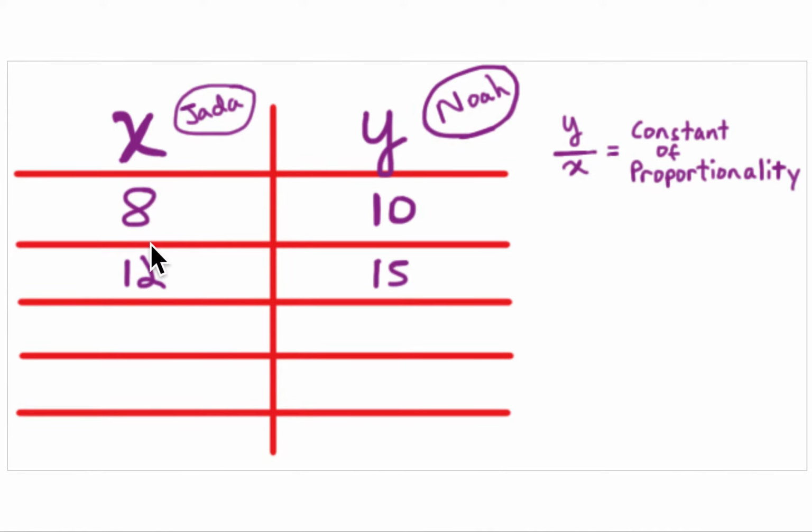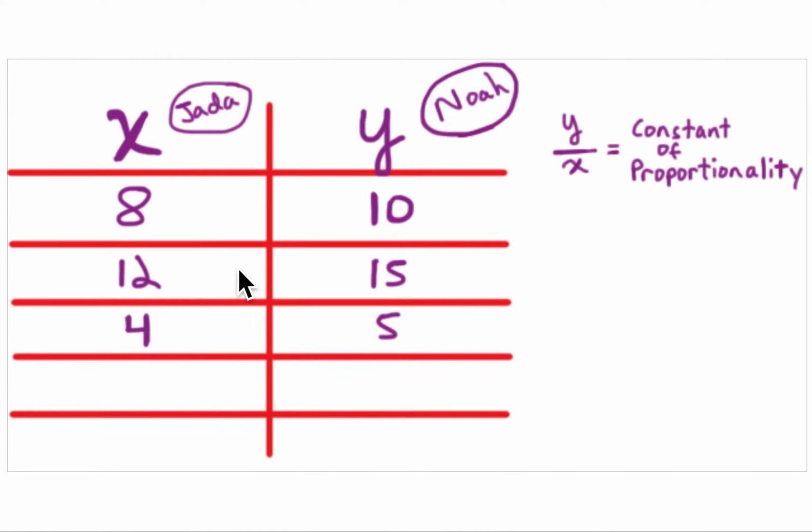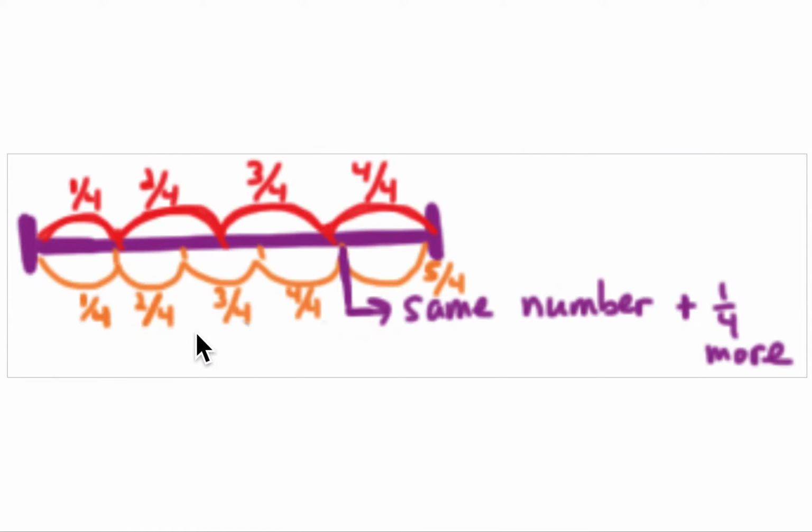But in this case, if Jada walks 8 steps, then Noah walks 10 steps. So how do you get from 8 to 10? You multiply that by that 5/4. If Jada walks 12 steps, Noah walks 15 steps. How do you get from the 12 to the 15? You multiply by that 5/4. If Jada walks 4 steps, Noah walks 5 steps. How do you get to the 5? Multiply 4 times 5/4. We're going to go through this in just a second.